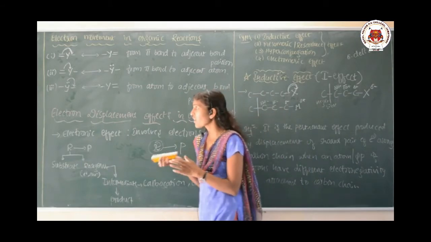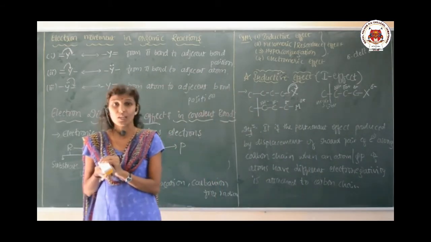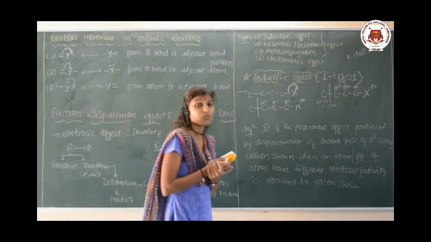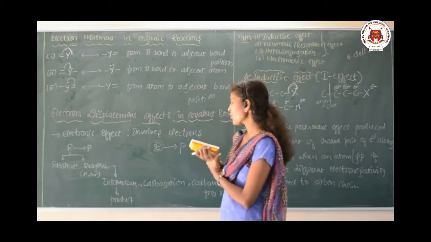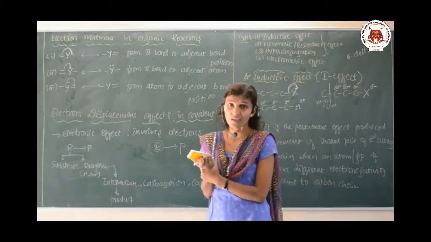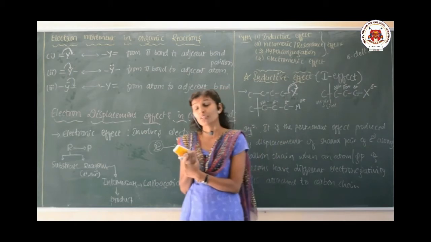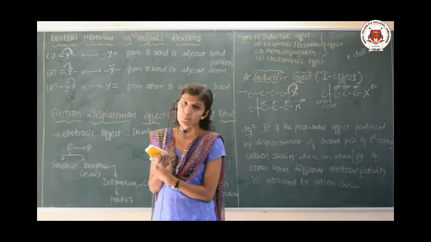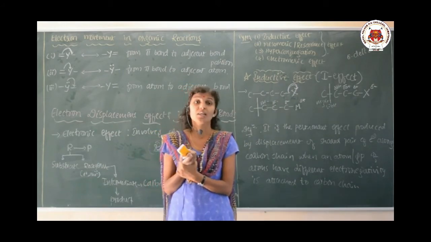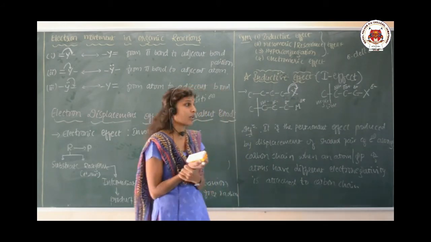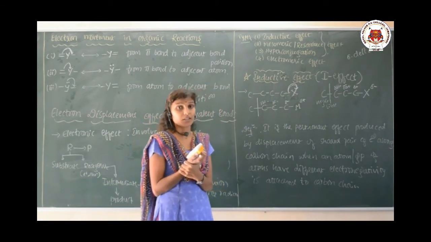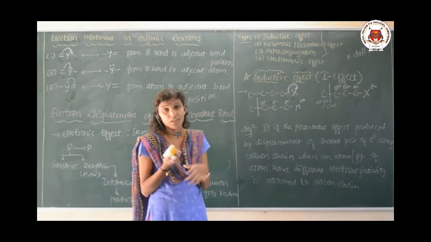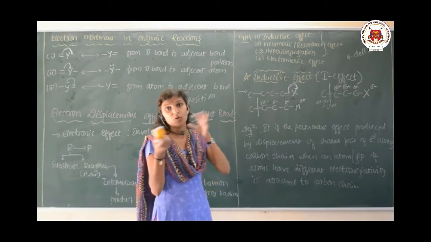So we are discussing the electron displacement effects. The electron displacement effects are due to electron movements, or mainly due to electron distribution. There are four types: inductive effect, mesomeric effect, hyperconjugation and electromeric effect. In that we are discussing the inductive effect. So how does the inductive effect take place? When there is an electronegativity difference between the carbon and another atom along the carbon chain.